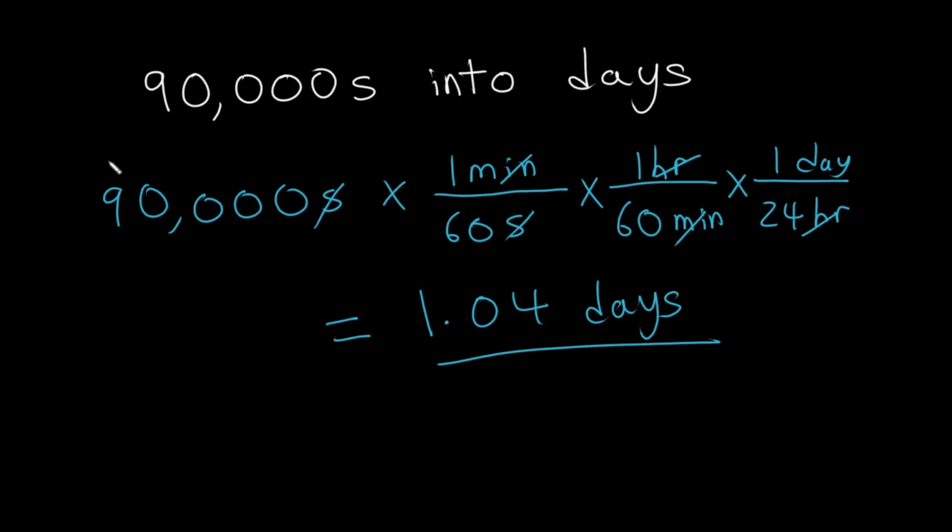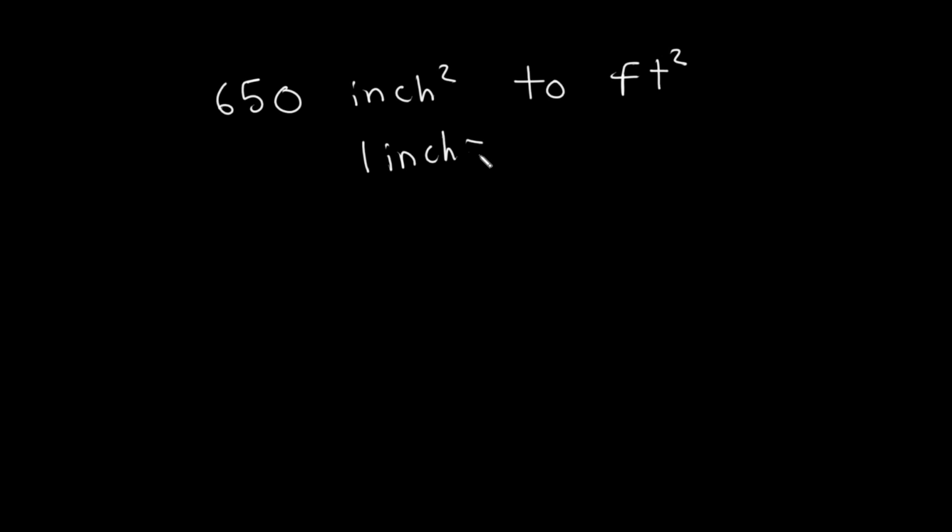Okay, for this last problem, it's a little bit different than the ones we've done so far, but it's not any harder. So this question asks, convert 650 square inches to square feet. So before we start this problem, we should know that 1 inch is equal to 0.083 feet. Okay, once you know that, you can start the problem.